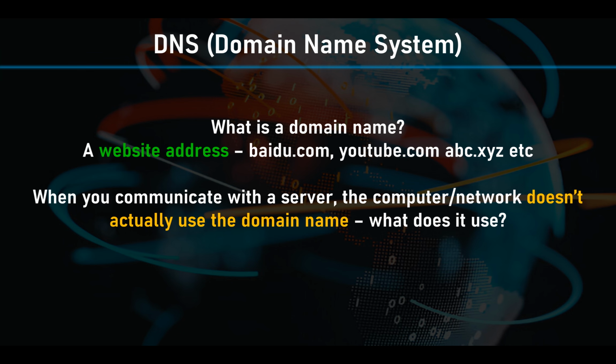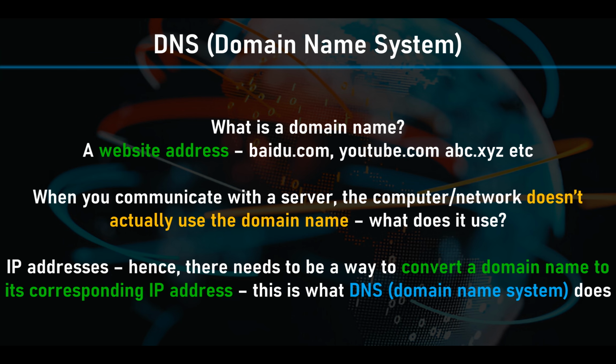So let's think, what does it use instead? Instead, all communication is going to be done via IP addresses. Hence there needs to be a way to convert a domain name, i.e. what you type in, let's say google.com or youtube.com, into its corresponding IP address. And this is what DNS, or the domain name system, does.